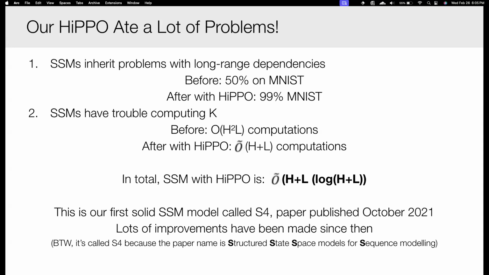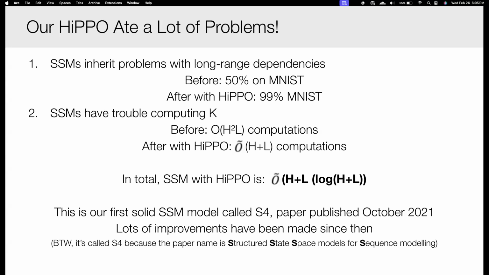And then in total, your entire SSM's computation with Hippo is H plus L, and then log of H plus L. So it's like O of n log n almost-ish, which is a significant upgrade. So now this is our first solid SSM model called S4, and this was published back in 2021.